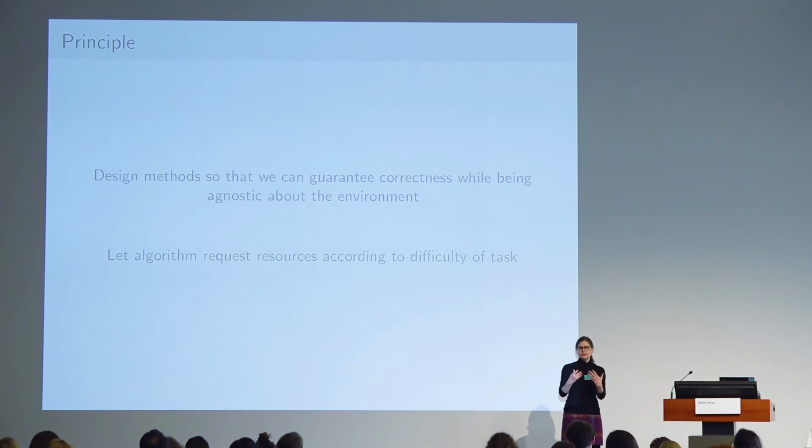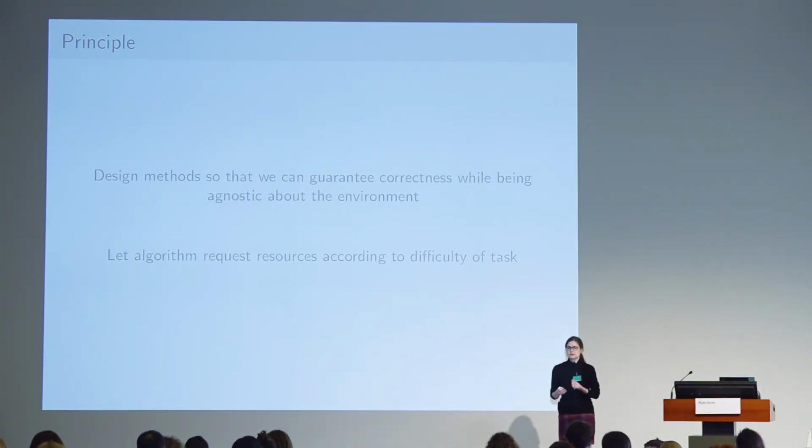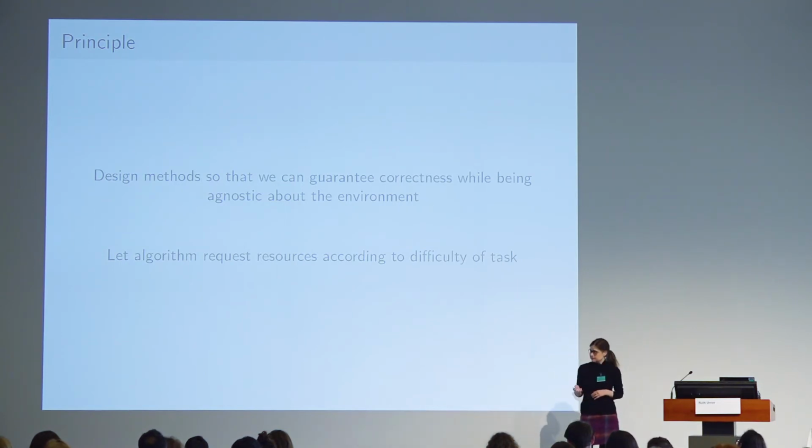So what we want to do is still design methods that are agnostic of the actual underlying environment. This is what all this earlier work in learning theory really stressed: we want bounds that don't necessarily depend on assumptions about how the data was generated, but only on factors that we actually have control over. But at the same time, we want to design methods that request resources according to the difficulty of the task, so that we can actually guarantee correctness.